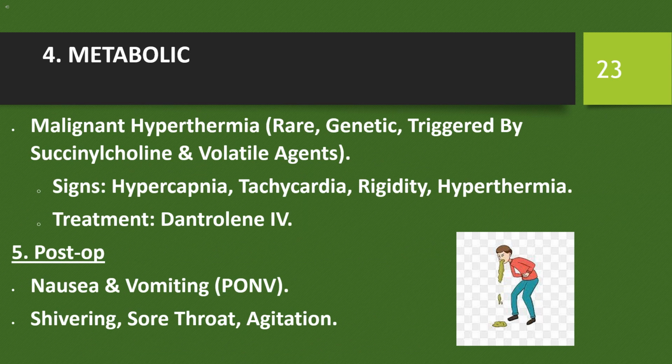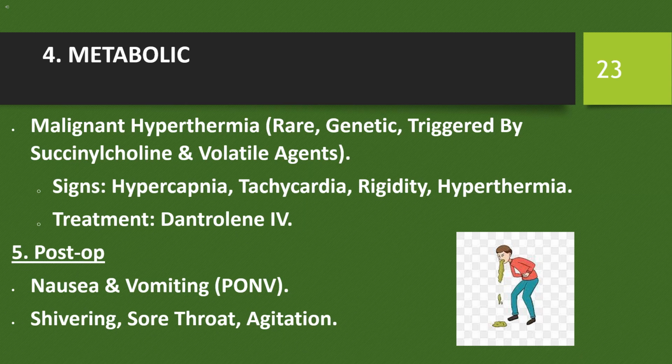4. Metabolic complications. 1. Malignant hyperthermia, a rare genetic disorder triggered by certain anesthetic agents, including succinylcholine and volatile agents. Signs include hypercapnia, tachycardia, rigidity, and hyperthermia. Treatment involves administering dantrolene IV.